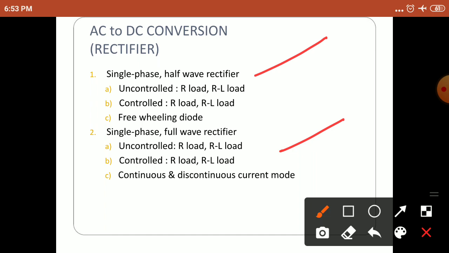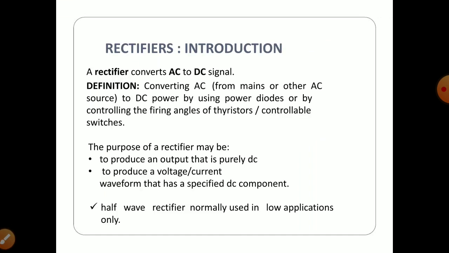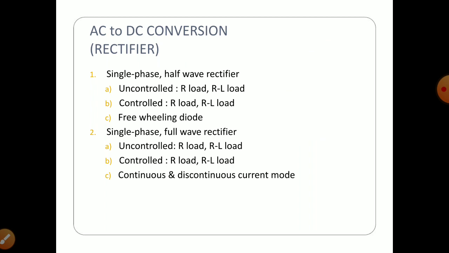In single phase half wave, once again there is the uncontrolled rectifier, which is connected to an R load. The load side of the rectifier is an R and RL load. So uncontrolled rectifier with R load and RL load, controlled rectifier with R and RL load, then the freewheeling diode. These are the different types of half wave rectifiers. As the name itself says, only half cycle of AC is converted into DC here. That is why it is called a half wave rectifier.